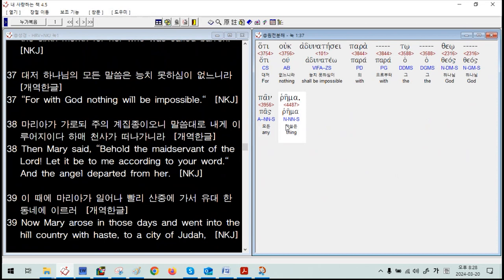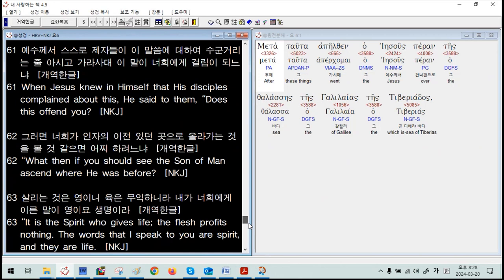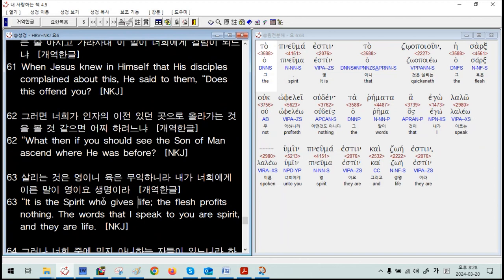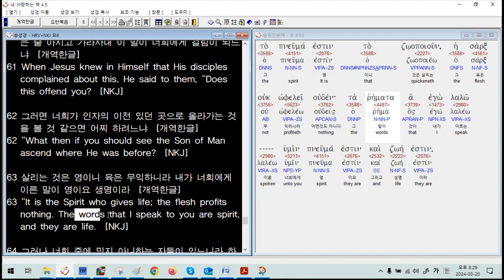We went to John chapter 6, verse 63. It is the Spirit who gives life. The last Adam is the life-giving Spirit. The flesh profits nothing. The words, look at the words. You see rhema? On the right side, rhema: that I speak to you are spirit and life. So the rhema word is the Holy Spirit. The rhema word is the life of God. By receiving the rhema word, that is the seed into my flesh, I receive the Holy Spirit, I receive the life of God. Then Jesus is born inside me.